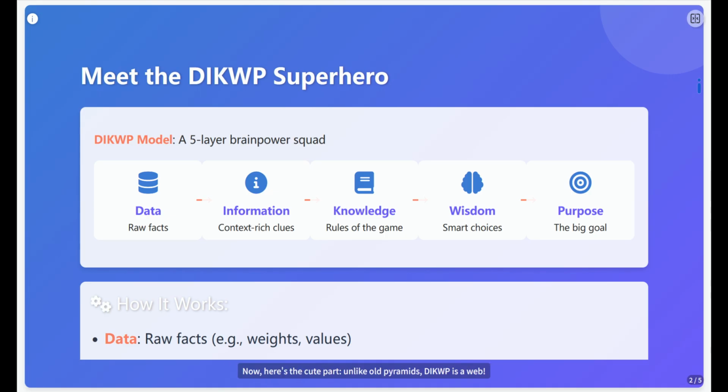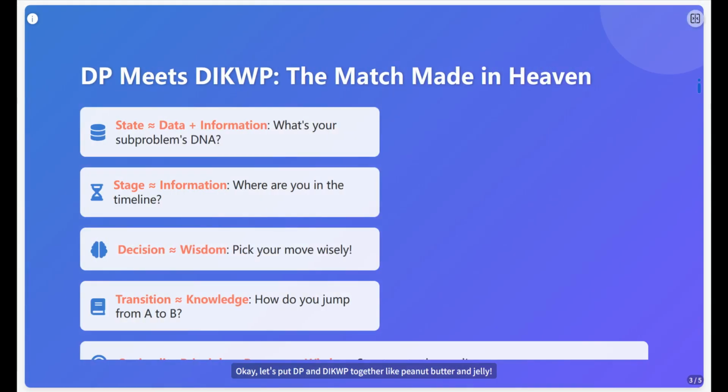Now, here's the cute part. Unlike old pyramids, DIKWP is a web. Layers talk to each other, feedback loops everywhere. It's like a team chat, not a rigid hierarchy. This interconnectedness is key. Okay, let's put DP and DIKWP together like peanut butter and jelly.